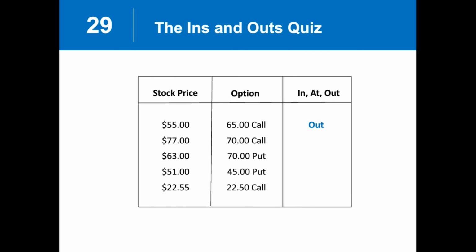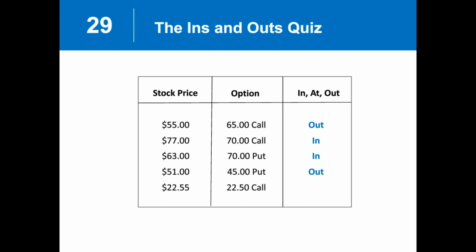$77 stock and a $70 call. In, at, or out of the money? In the money. Very good. Puts. I think puts are a little bit more complex than calls. Again, calls make sense. Buy a call, you buy stock. Sell a call, you sell stock. Puts are going to be the opposite. So this might be a little tricky. $70 put, $63 stock. In, at, or out? In the money. Excellent. $45 put, $51 stock. In, at, or out? Wow, you guys are good.